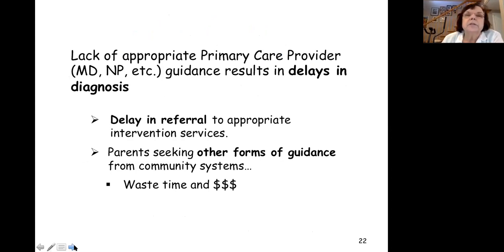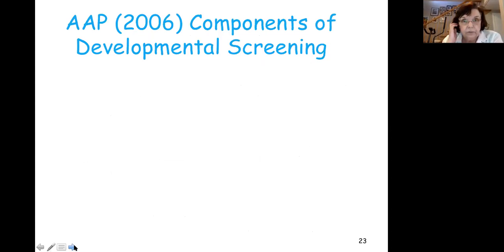So this lack of appropriate guidance does result in delays. It delays referral, and sometimes parents seek other forms of guidance from community or the online world, and they waste a lot of money and time for their children.